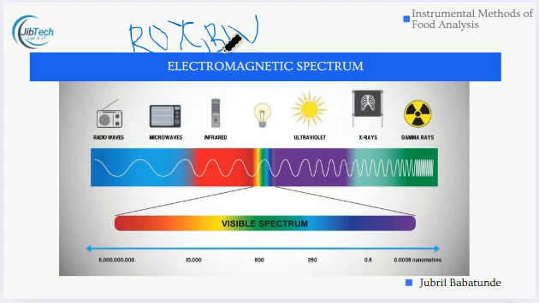And when no frequency is reaching our eyes, we see it as black. So black is the absence of color, really, while white is the presence of the three primary colors. So that's just a bit about the visible region.